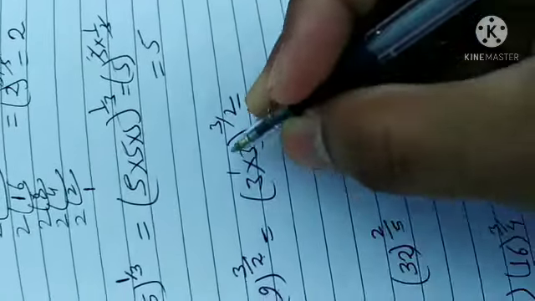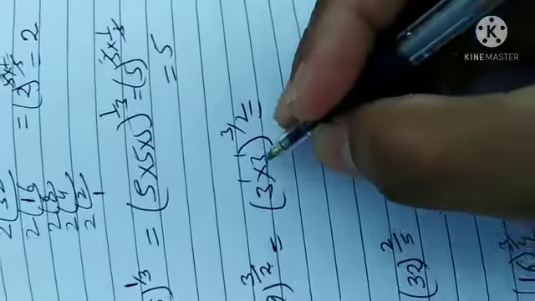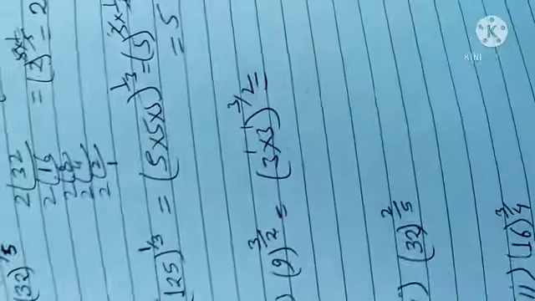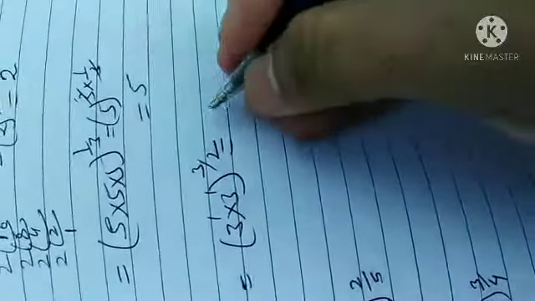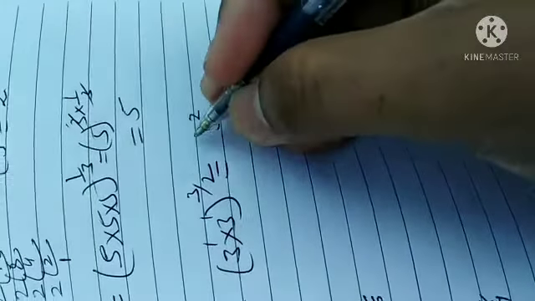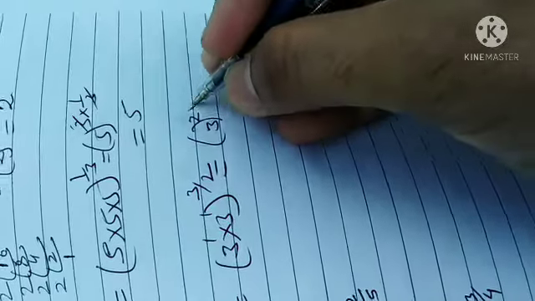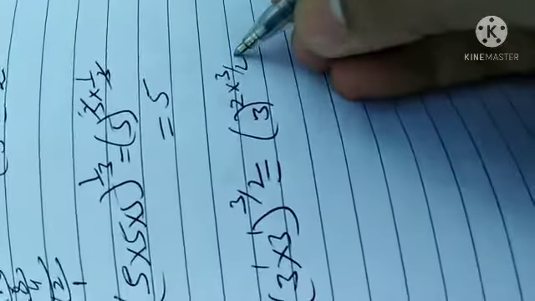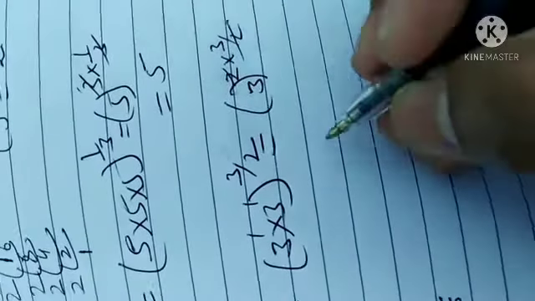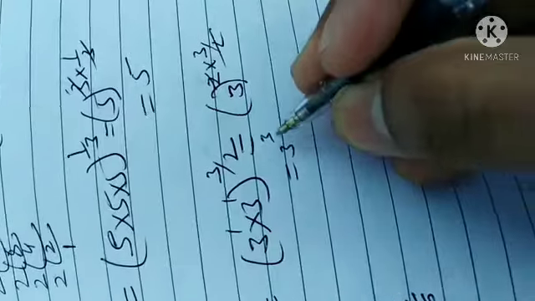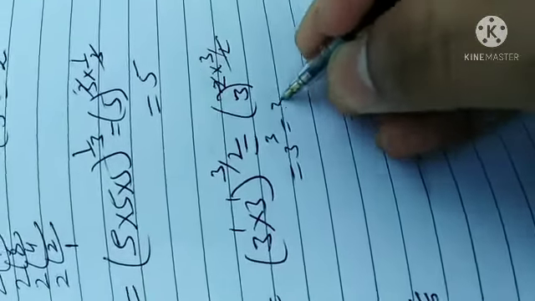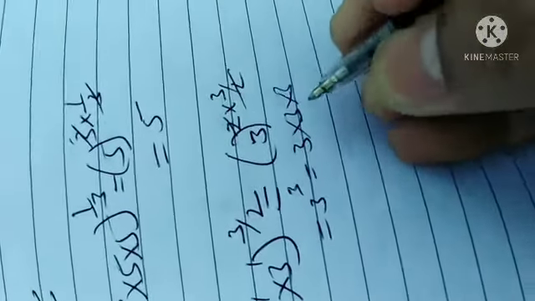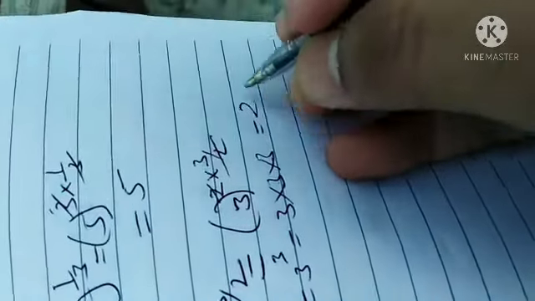Now 3 power 1, 3 power 1. In case of multiplication, bases are same, so you have to add the powers. Then it will become 3 to the power 2 and whole to the power 3 upon 2. Now 2 cancels out, so 3 to the power 3 is left here, and 3 to the power 3 means 3 into 3 into 3. So 3 3s are 9, 3 9s are 27. So the final answer is 27.